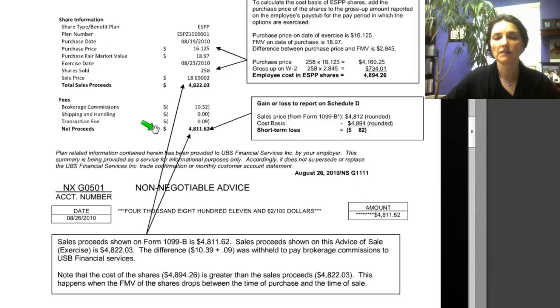Now we look at the amount of sales proceeds from the 1099-B. The 1099-B is for $4,811.62. The sale proceeds shown on the advice of sale are $48.2203. A difference of $10.39 plus another 9 cents was added to pay the brokerage commissions. Note that the cost of the shares, $48.94.26, is greater than the sales proceeds, and this happens when the fair market value of the shares drops between the time of purchase and the time of sale.